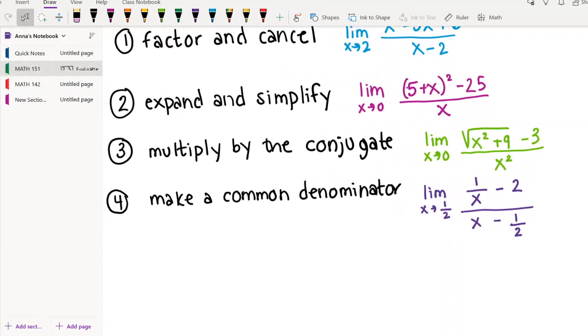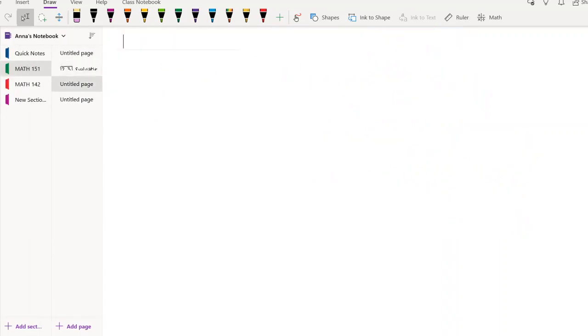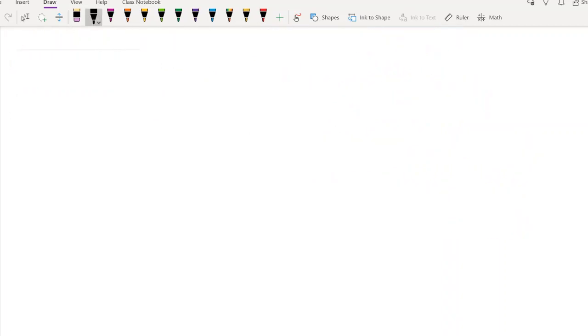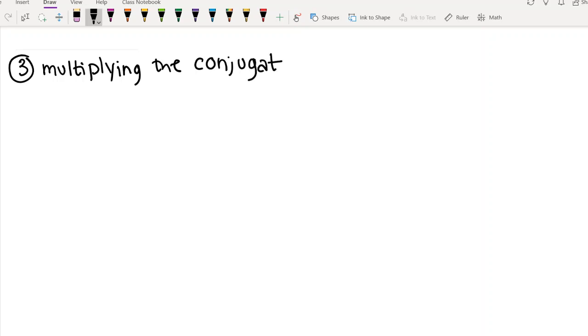Okay, so let's look at that third method, multiplying by the conjugate. There's a little bit of buildup we're going to do before we get to what that method looks like, because in order to understand what's going on, there are a couple of other things you have to know first. The first thing is some basic algebra that you might remember from your algebra classes, which is what's called a difference of squares.